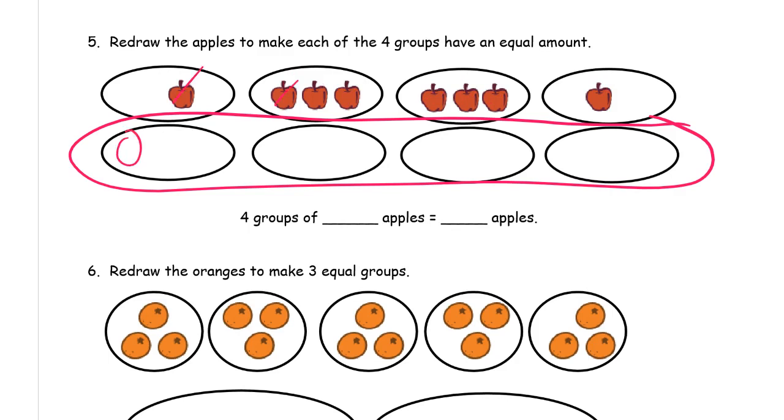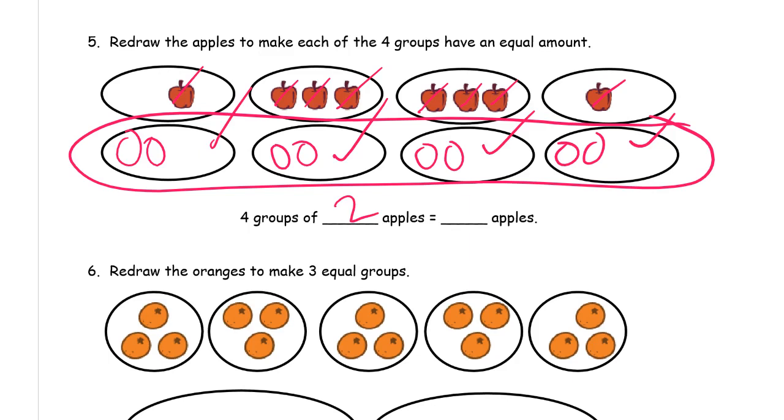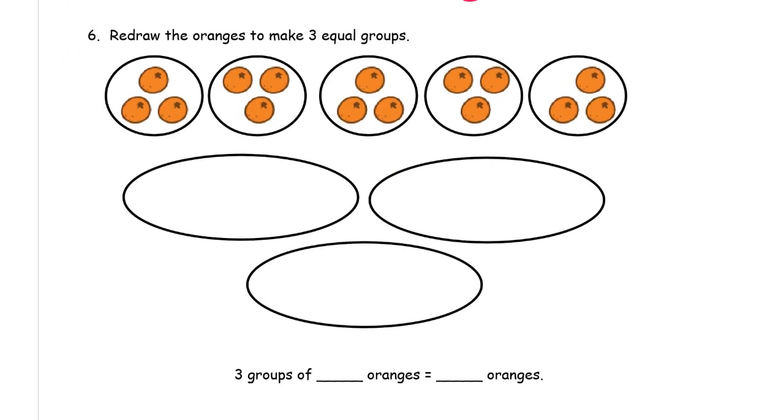There's one. Okay, now they all have one. And it looks like they're going to end up having two in each group. Crossing them off as I go, I'm out of apples, and they all have two. So we have one, two, three, four groups of two in each group. How many apples is that? If you count them all, it's eight apples.